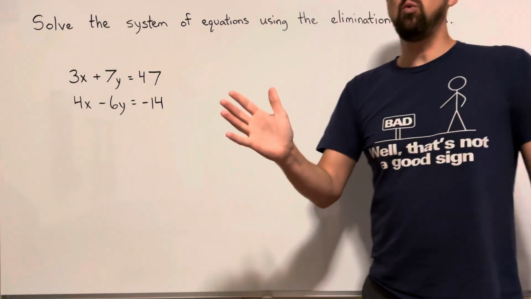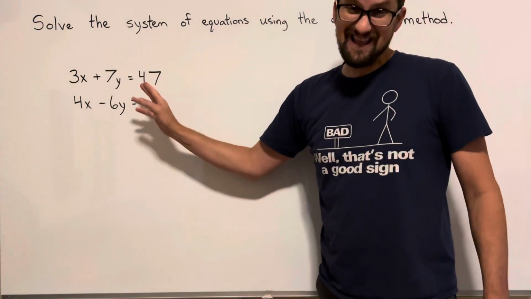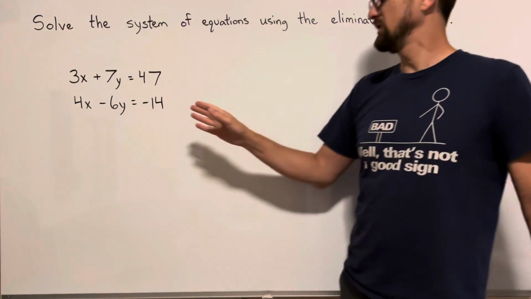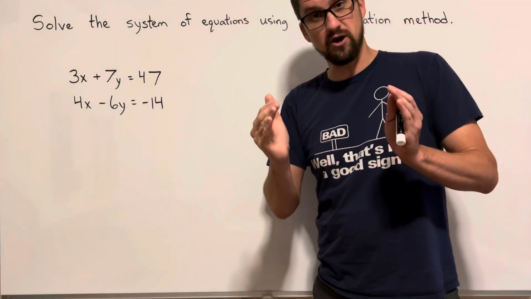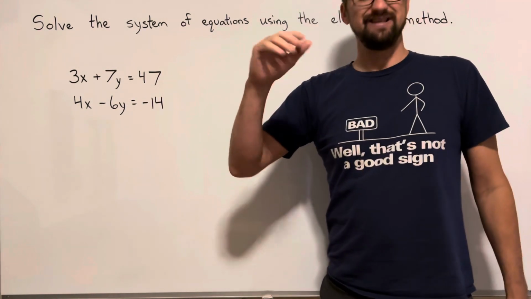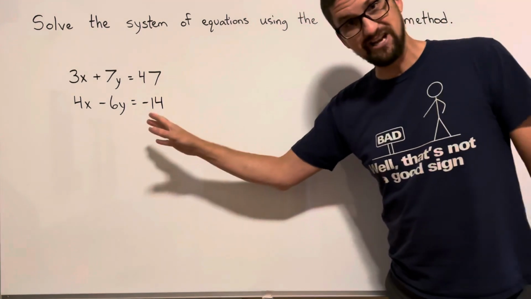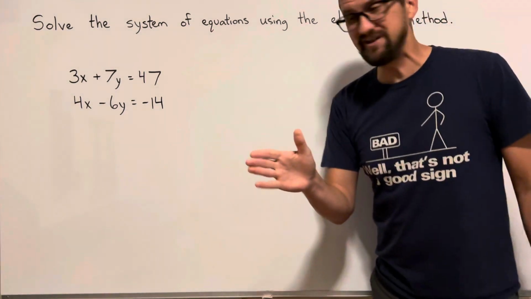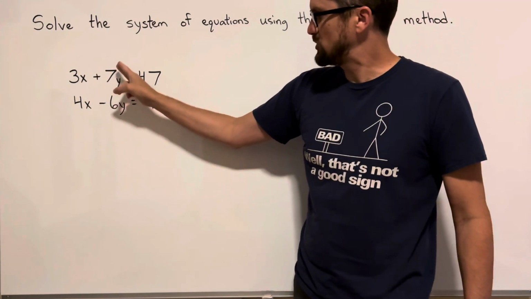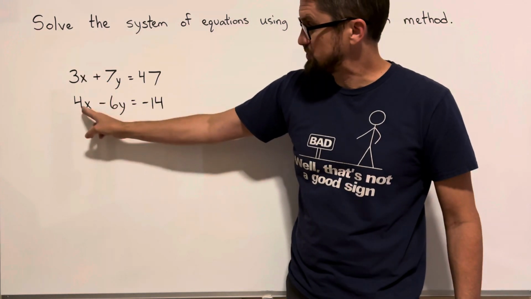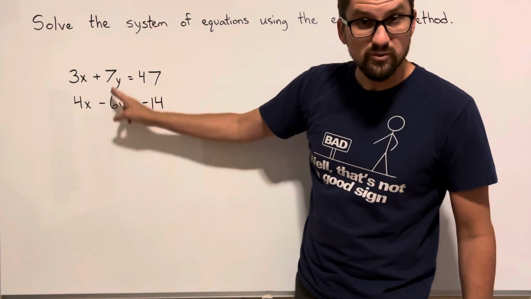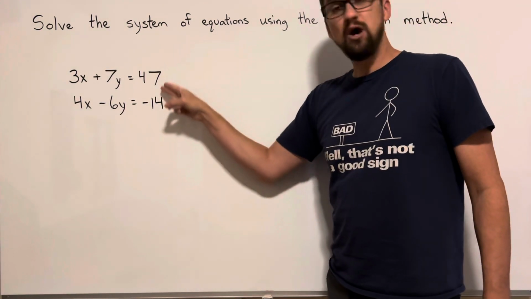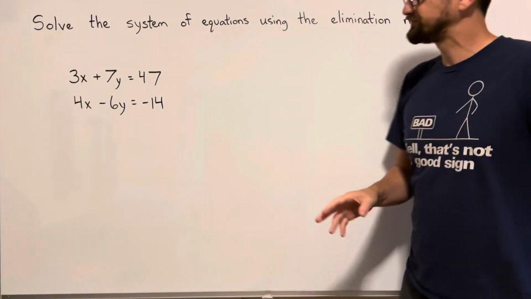What we ultimately want is the x value and the y value that solve both of these at the same time. So we're looking for an ordered pair, an x and y value that solve both of them simultaneously. And we're going to be using the elimination method. The first step in the elimination method is to make sure that the equations are lined up. The x terms are lined up, the y terms are lined up, the equal signs are lined up, and then there'll be a number that lines up on the right-hand side.